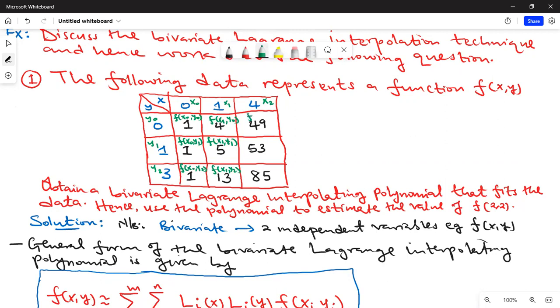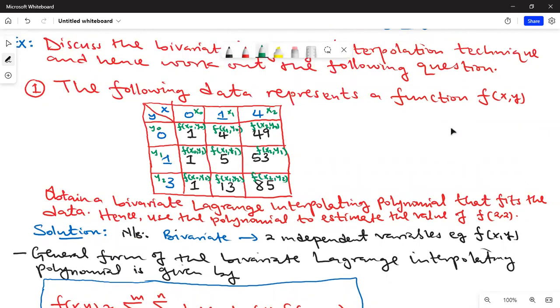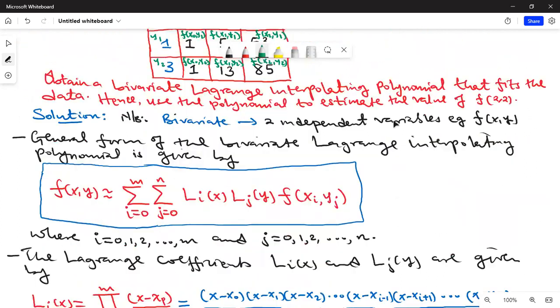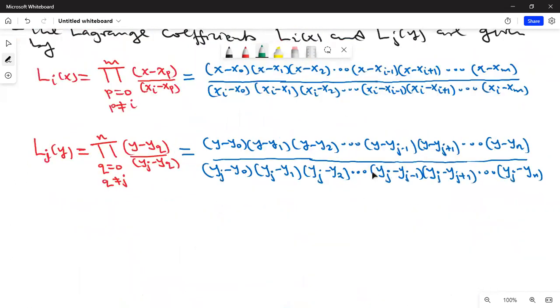And the other one is f of x2, y naught. Here it is f of x2, y1, and this is f of x2, y2. So we know the values now. Let's go back. Now we have x naught, x1, x2, y naught, y1, y2. It means our m is 2 because i ranges from 0 to m and j ranges from 0 to n. So m is 2 and also n is 2. So our interpolating polynomial should now be of this form.